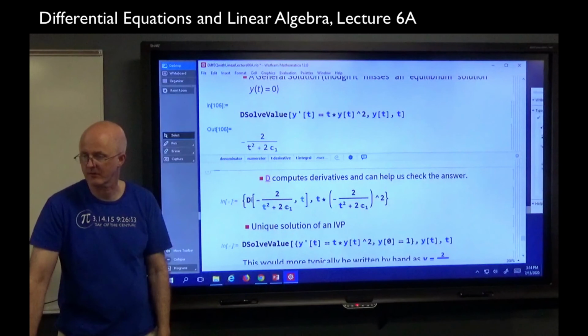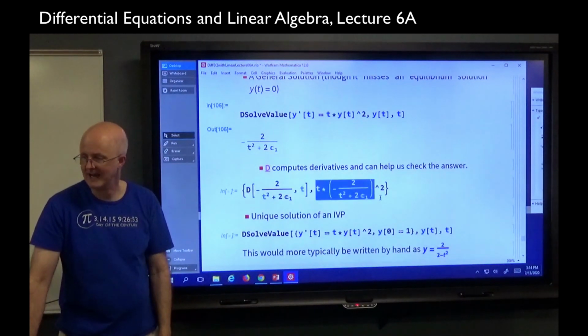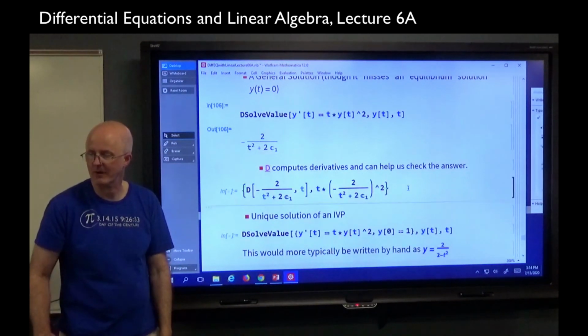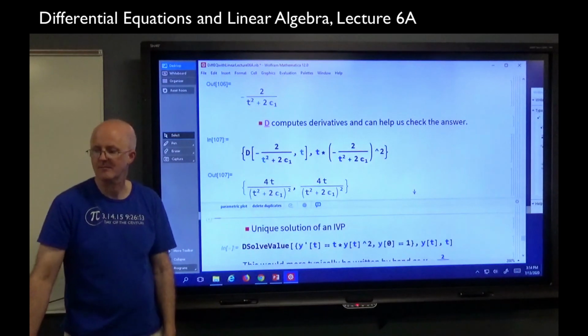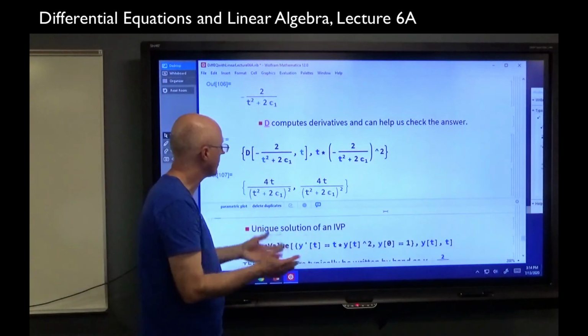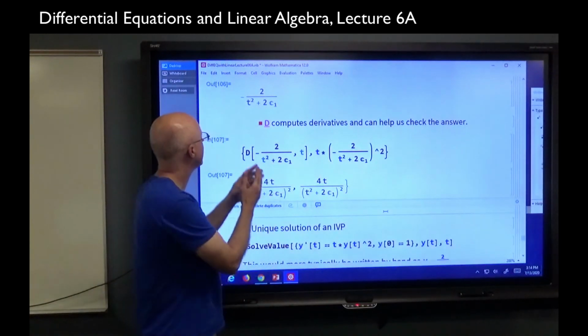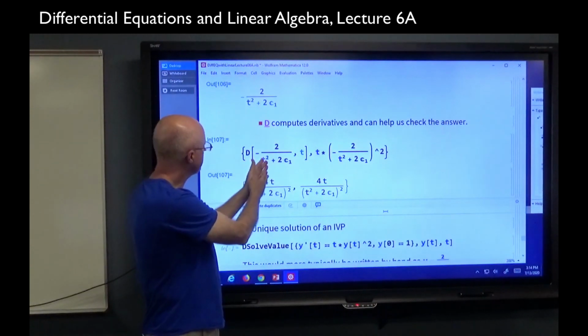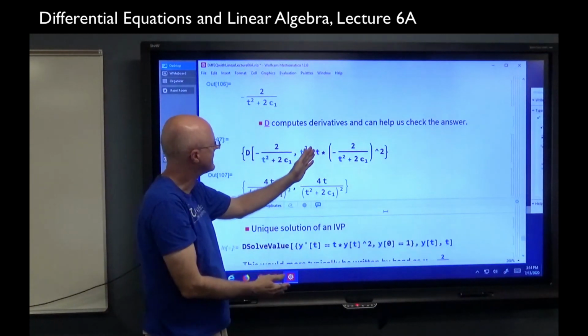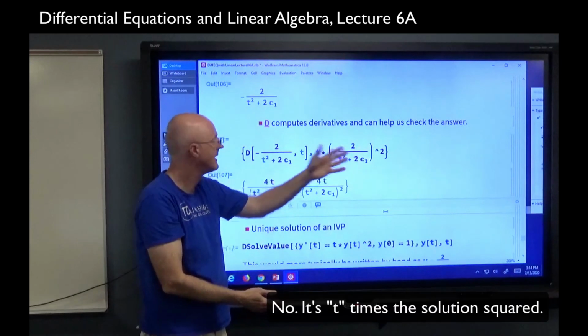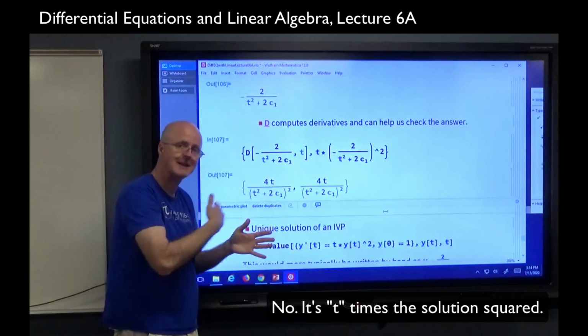We can compute the derivative, and the right-hand side to see that they simplify to the same thing no matter what C1 is. Mathematica is using a C1, whereas we'd be more likely to use a C. That's the left-hand side of the differential equation, the derivative of the solution. Here's the right-hand side, 2 times the solution squared. And they simplify to the same thing, left-hand side equals right-hand side.